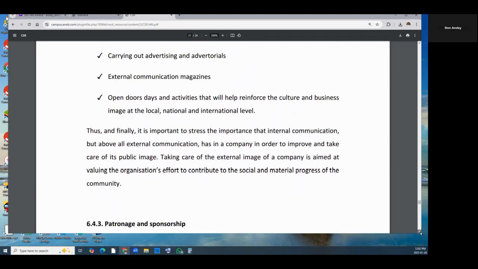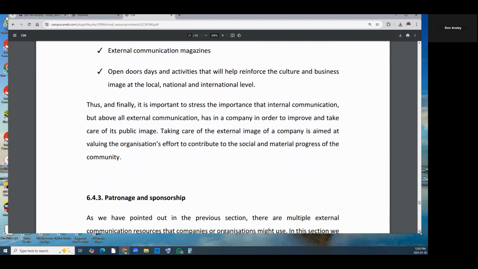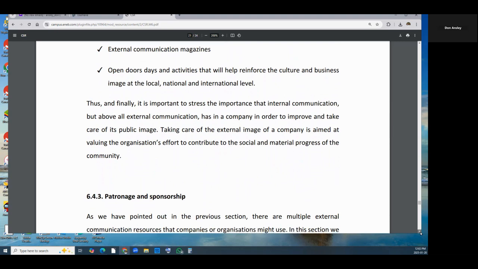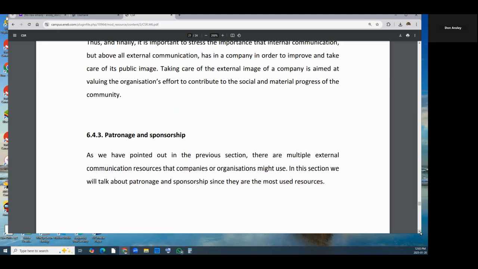Thus, and finally, it is important to stress the importance of internal communication, but above all, external information in the company in order to improve and take care of its public image. Taking care of the external image of the company is aimed at valuing the organization's effort to contribute to the social and material progress of the community.